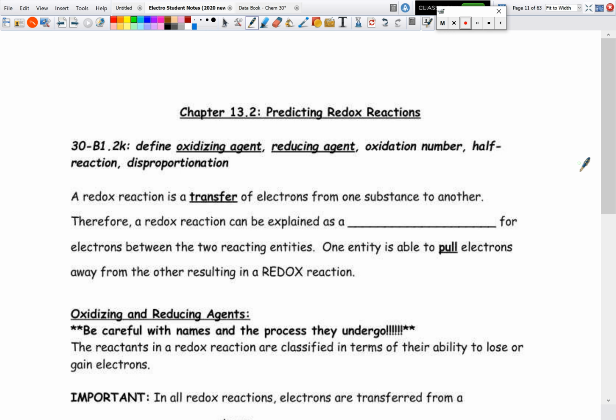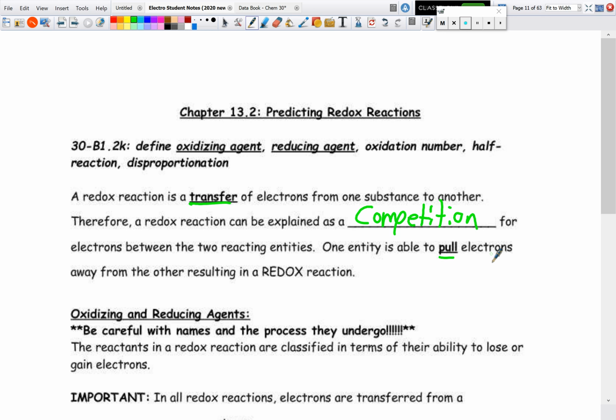Great, welcome back. So today we are going to be looking at predicting redox reactions. So just being able to tell if a redox reaction will actually occur or not. First things first, we know a redox reaction is a transfer of electrons from one substance to another. Another way we can think about redox reactions is that they can be explained as a competition for electrons between the two reacting entities.